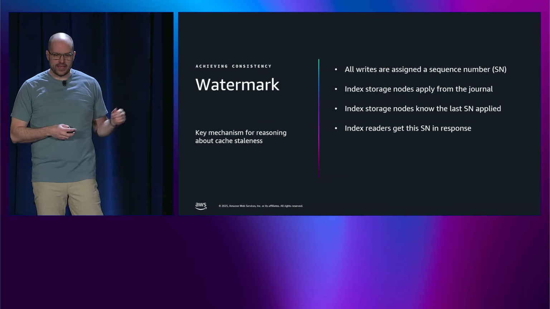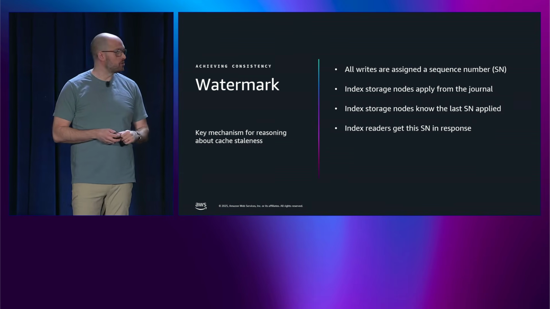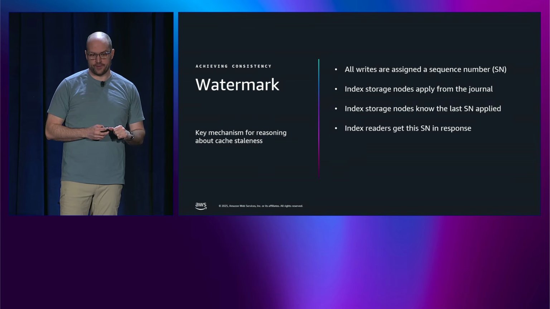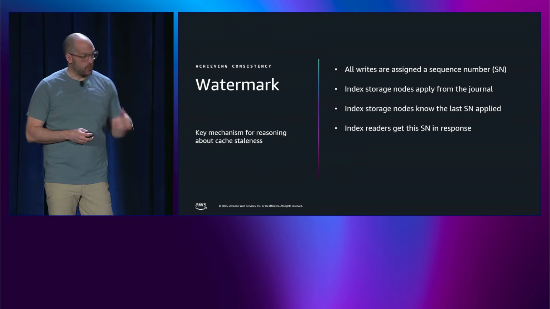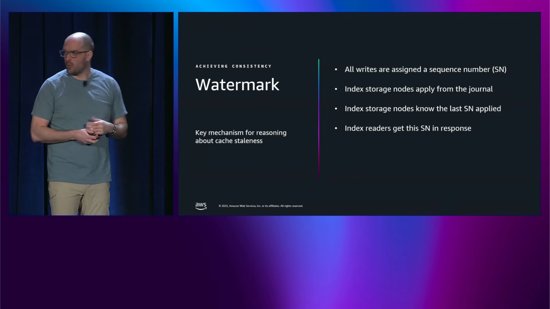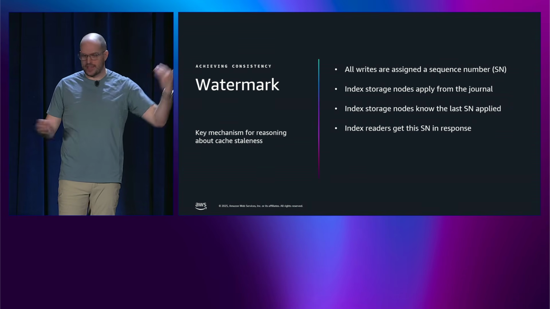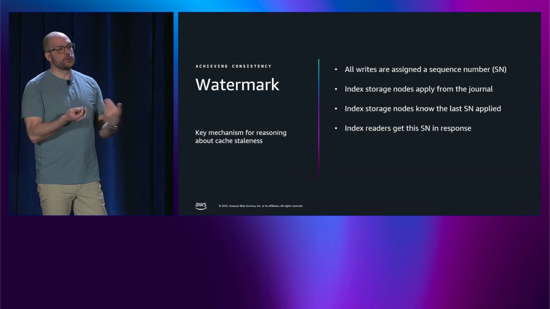And this ordering is the key building block for consistency. It allows us to establish a watermark to write to S3. And so all of these writes get assigned a sequence number, which increases over time. And so in our example, A has sequence number 1, B has sequence number 2, maybe C has 3, and so on. And when the storage nodes are written to, they learn the sequence number of the value along with the value itself.